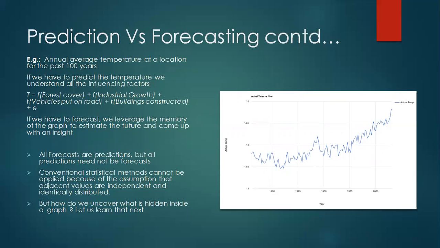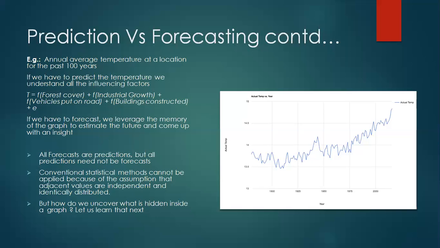Now, if I want to say what exactly is the influencing factor for temperature, then I'll have to think of various factors that cause temperature. For example, forest cover. Depending on the amount of forest cover at that locality, temperature may be higher or lower. The kind of industrial growth that we see in that place. If there are more industries, there is more pollution due to which the temperature may go up. The number of vehicles that were put on the road in that year. If too many vehicles come onto the road, which have a lot of carbon monoxide and sulfur monoxide gases coming out of them, they also affect temperature, and so do buildings constructed.